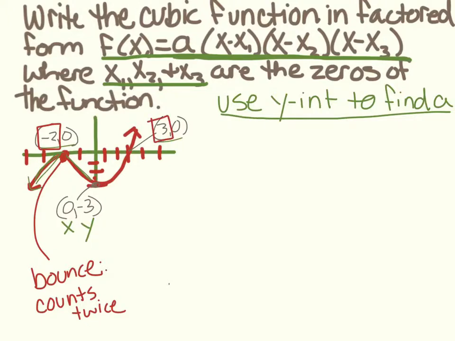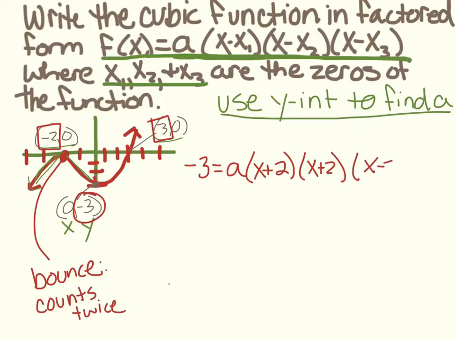All right, so we're just going to fill it all in. Our y is -3. Equals a, we don't know yet. And then we have x minus -2 would be x plus 2. And then again, x plus 2, because it counts twice. And then x minus 3 for our zero of 3. And for all the x's, we're going to put zeros. I could have done that as I was writing it, sorry. Zeros for our x's. So now what we have is -3 equals a times 2 times 2 times -3.